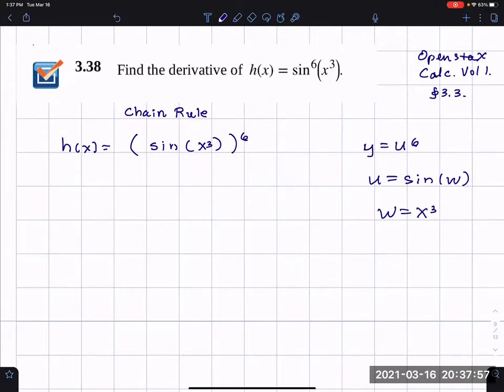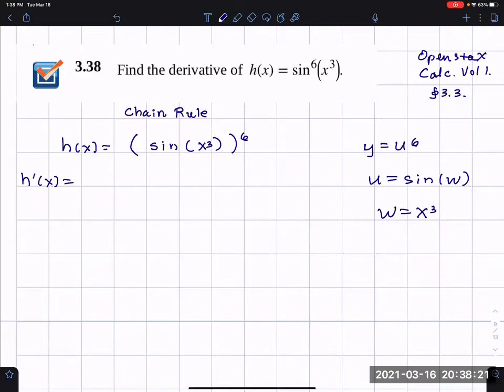The chain rule is actually as simple as this: you take the derivative of each of those functions, u to the 6, sine w, and w equals x cubed. You take all those derivatives, each of them separately, and then multiply together. That's all it is, really, except it starts getting sort of complicated when you actually do it. But you're just going to take the derivative of each of those pieces.